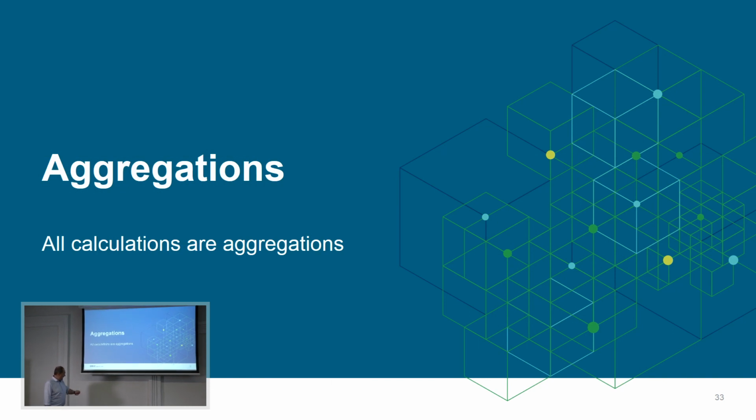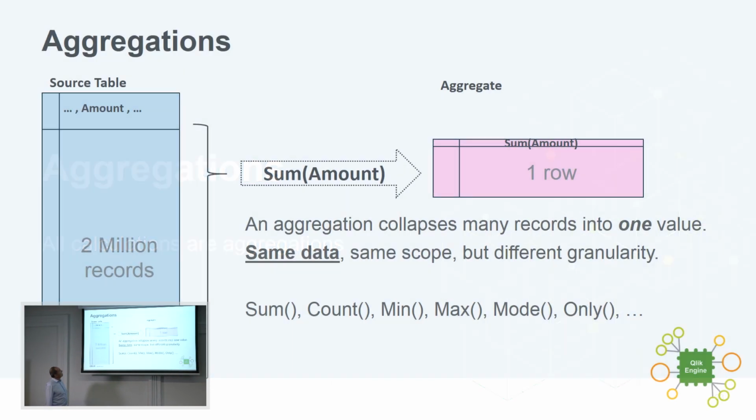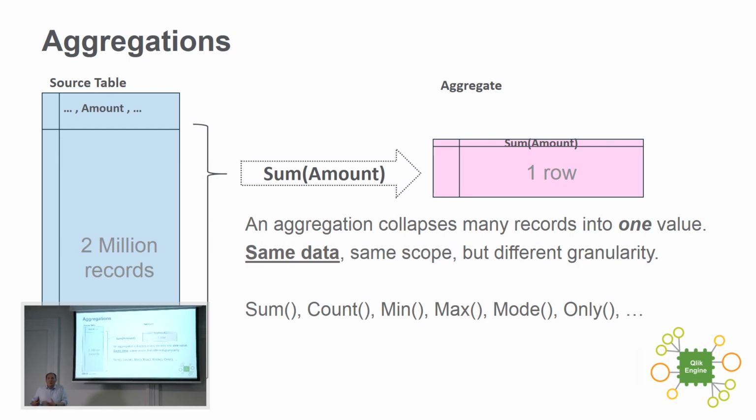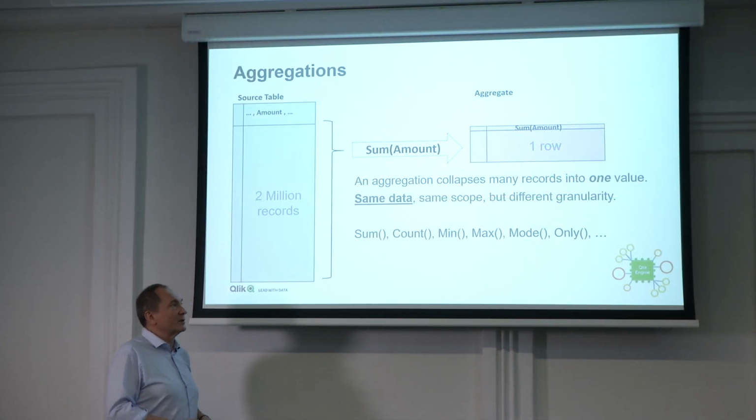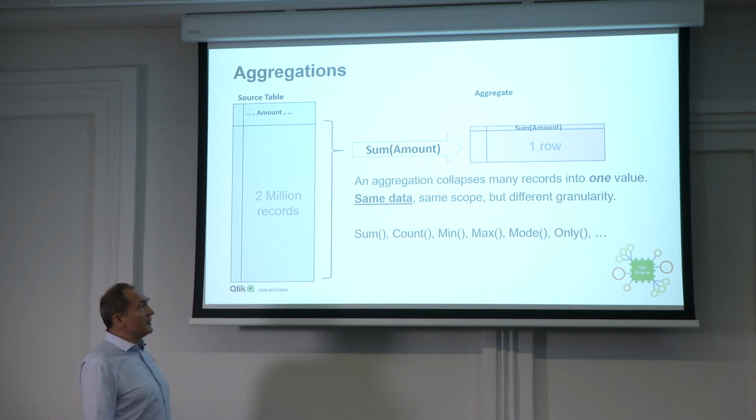So, aggregation, let's go over there. Aggregations, that's a word we use all the time, and again, I think most of you know what it is, but I'm going to explain it anyway. It is just a function that can collapse many records into one record. So typically the sum is an aggregation. Then you sum all the numbers. But it doesn't have to be the sum.